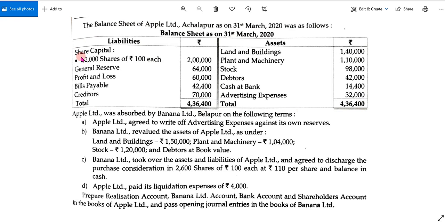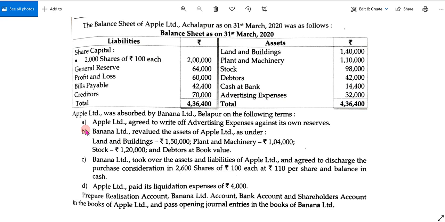So in liabilities, share capital 2000 shares of 100 each. The amount is 2 lakh rupees. General reserves 64,000. Profit and loss 60,000. Bills payable 42,400. Creditors 70,000. And in assets, land and building 1,40,000. Plant and machinery 1,10,000. Then stock 98,000, debtors 42,000, cash at bank 14,400, and advertising expenses 32,000. So this is assets and liabilities of Apple Limited.